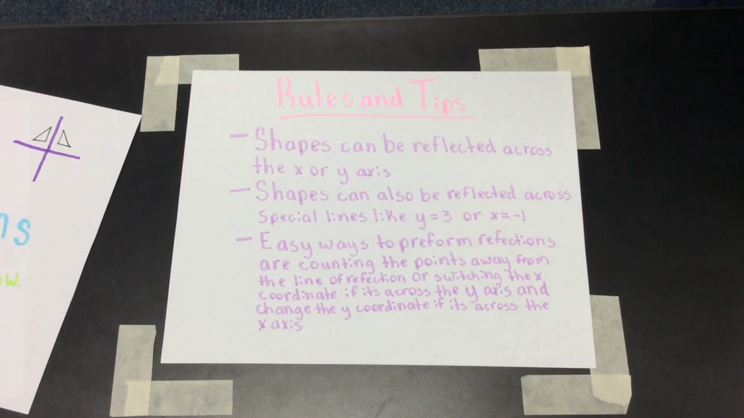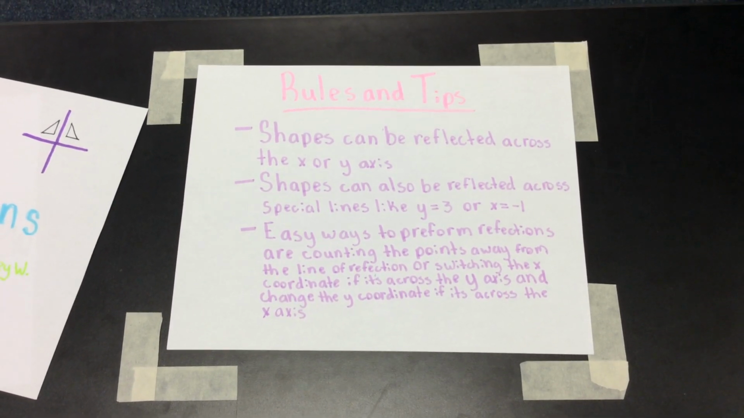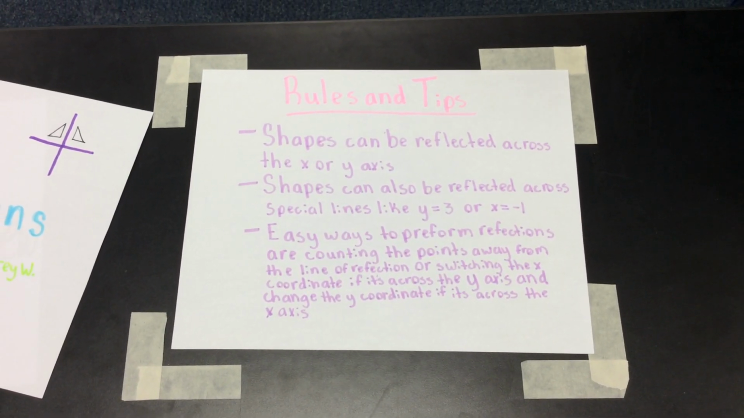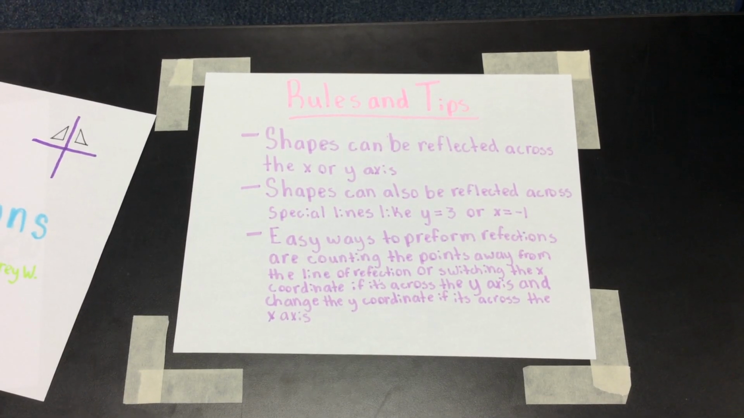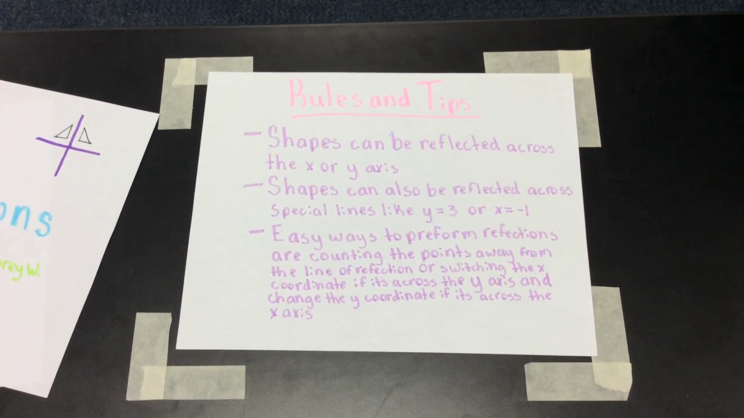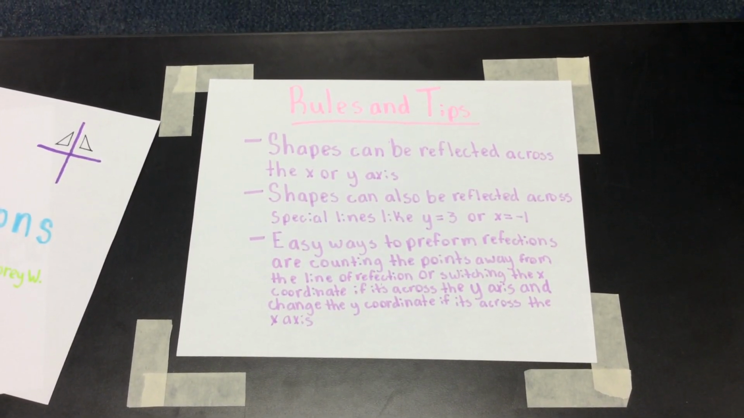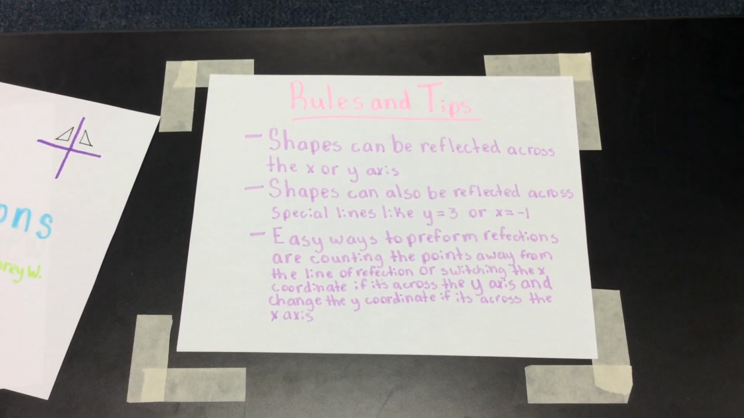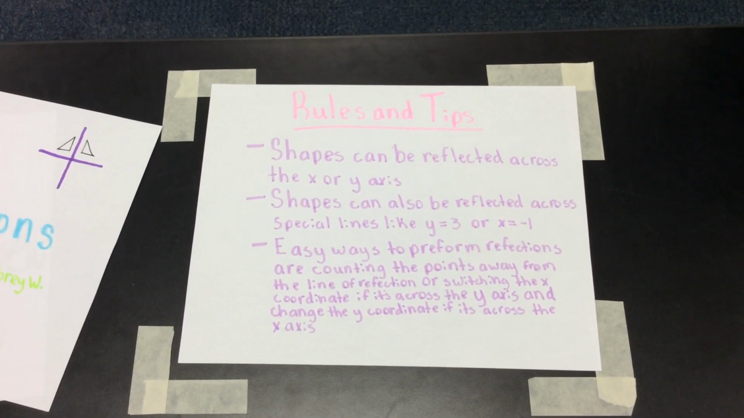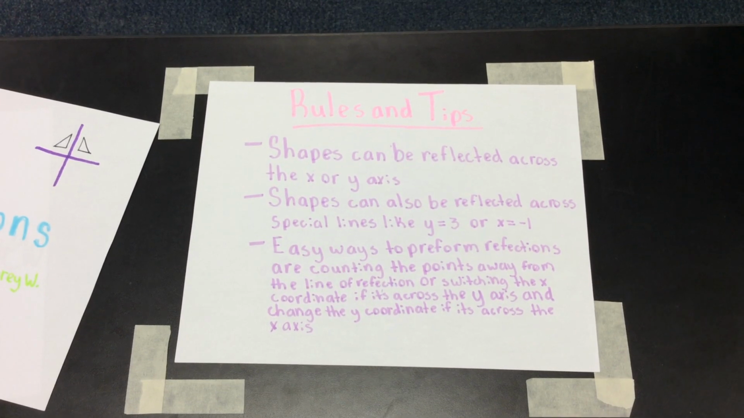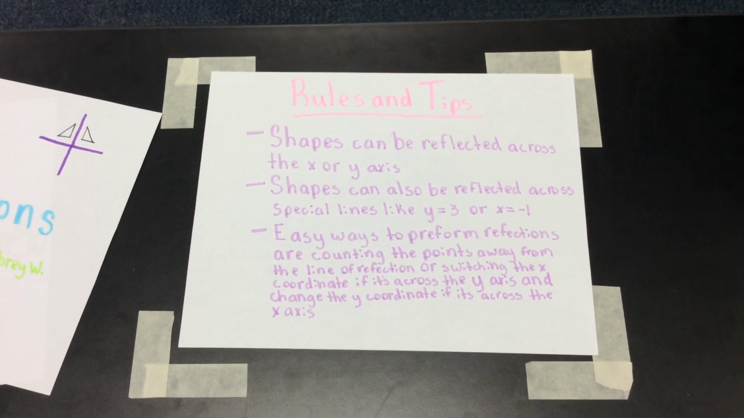Easy ways of performing reflections are counting the points away from the line of reflection, or switching the x coordinate if it's across the y axis, and change the y coordinate if it's across the x axis.